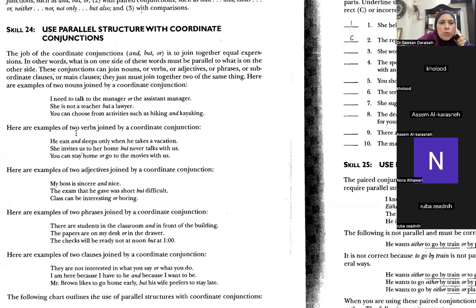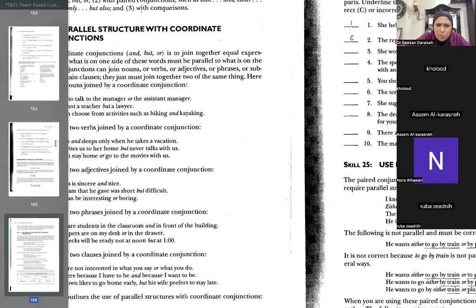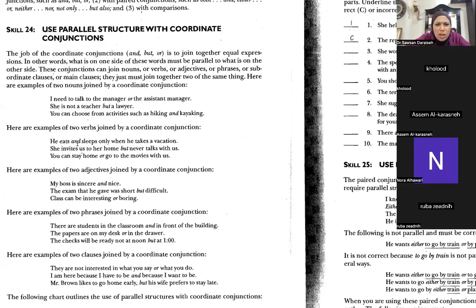Here are examples of two verbs joined by a coordinate conjunction. So here we're talking not about nouns, we're talking about verbs that are joined together by a coordinate conjunction. So I want to describe someone's actions, all right? I say, he eats and sleeps only when he takes a vacation. Wow. Is that when he eats and sleeps? That's strange. Do you do something like this, guys? Do you eat and sleep only on vacations? That is a strange sentence. Isn't it? What do you think, guys?